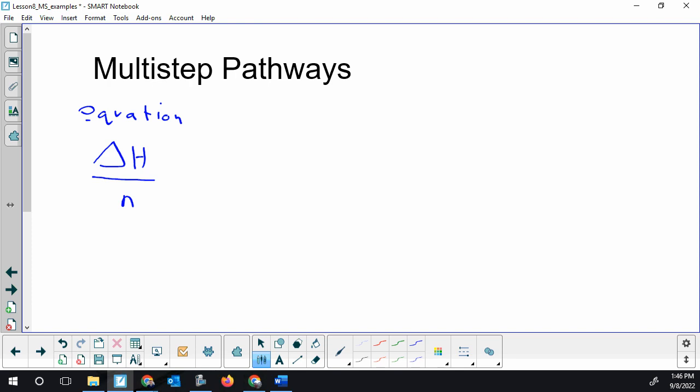I'll make that a little bigger. So this is delta H_mf: products minus reactants, moles times molar enthalpy. Okay, so that's the equation.